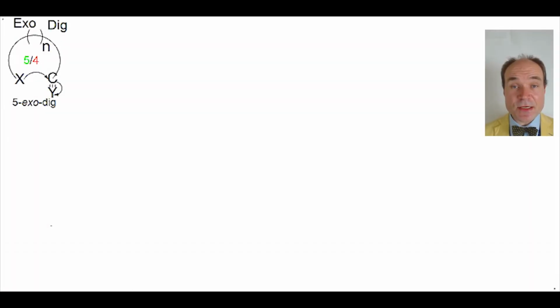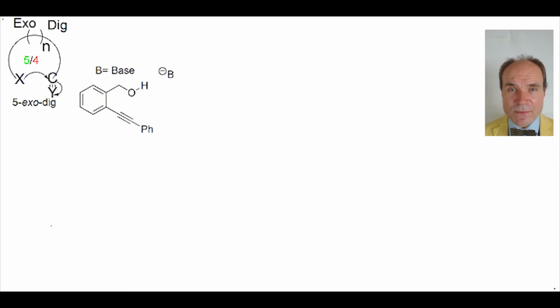What about exo dig? Here Baldwin's rules observe that some ring formations are favoured, but others are unfavoured, with the cutoff lying between the 5-membered ring and the 4-membered ring, with the 5-membered ring being favoured and the 4-membered ring unfavoured. We're going to start by looking at an example of a 5-membered ring process.